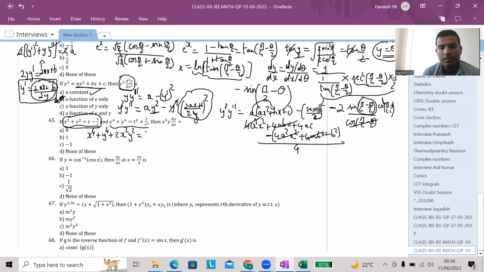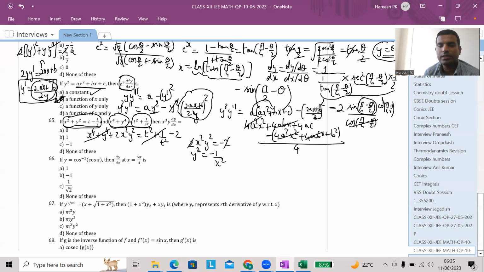And when I do the similar thing on the RHS, I'll get t square plus 1 by t square minus 2. So now if you look at the second equation, they are saying this and this are equal, right? Because these two are equal, I can cancel off this with this. So what I will be left with is x square y square is equal to 2x square y square is minus 2, or y square is simply minus 1 by x square. So this is the function.